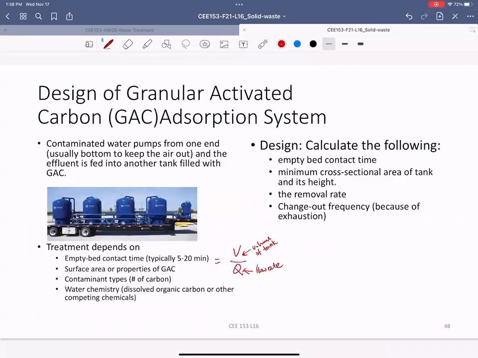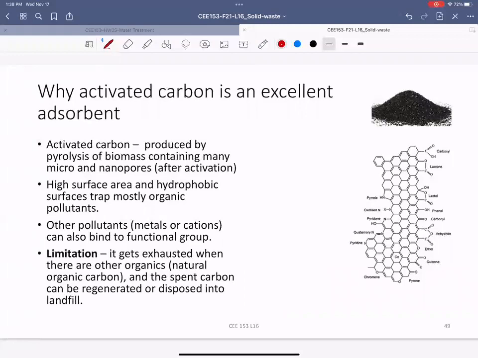So a lot of times, if you want to calculate all these things, you need to know all these other factors. These are the design: how long it will be treated before you have to replace that tank. What is the empty bed contact time, if you want to calculate? So the formula is given. What's the removal rate? How quickly you have to replace the activated tank? So that's why this is one calculation, or example, you have to learn in this class.